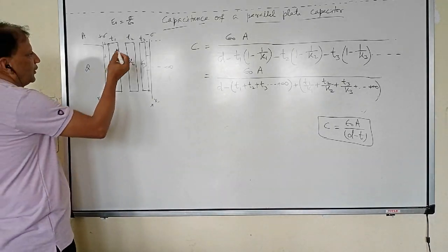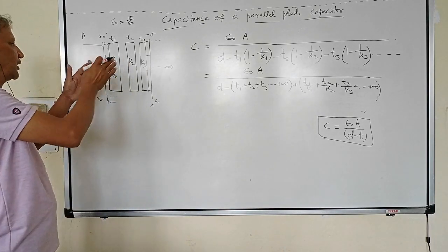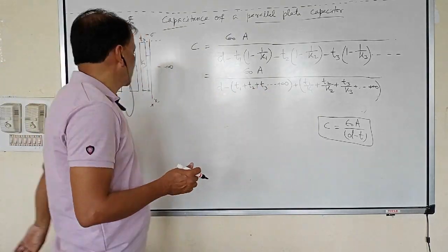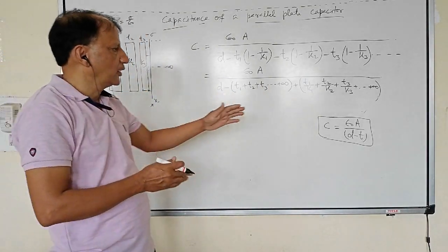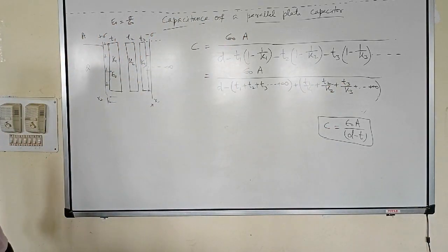If all these dielectrics are connected with each other so that they completely fill the space, in that case T1 plus T2 plus T3 and so on will become D. Using that value, we can solve this type of question also.